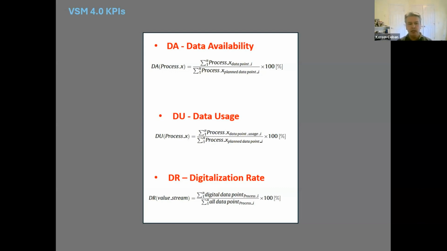At the beginning of the project, you can say, okay, we have 100 data points, and in the first phase we are going to digitalize these 100 data points, maybe 25%.